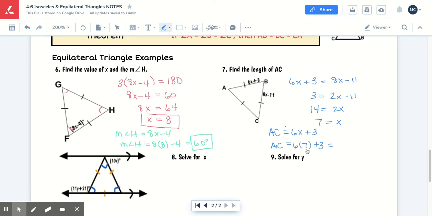And again, I'm kind of running out of room there, so I'm going to go sideways. So 6 times 7 is 42. And 42 plus 3 would be 45. So 45 would be my ultimate answer on this one.